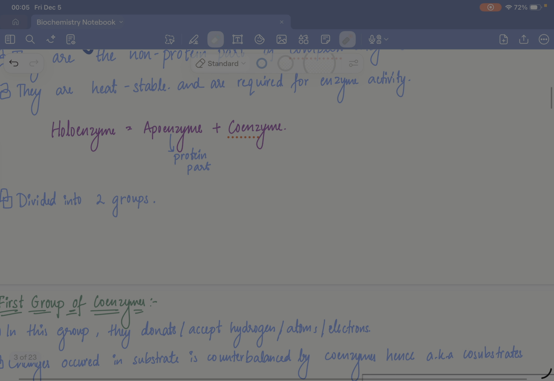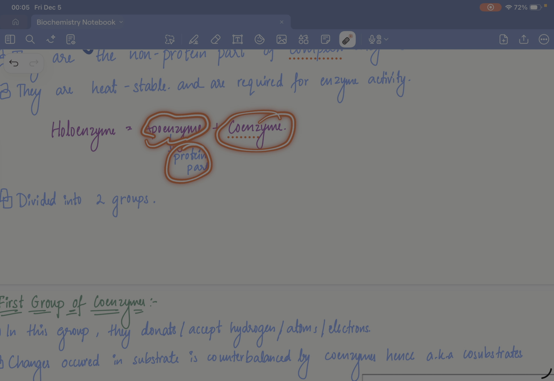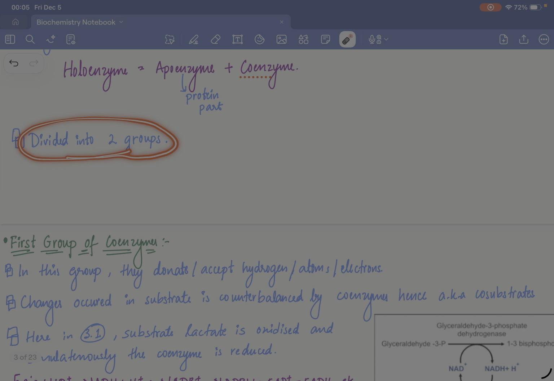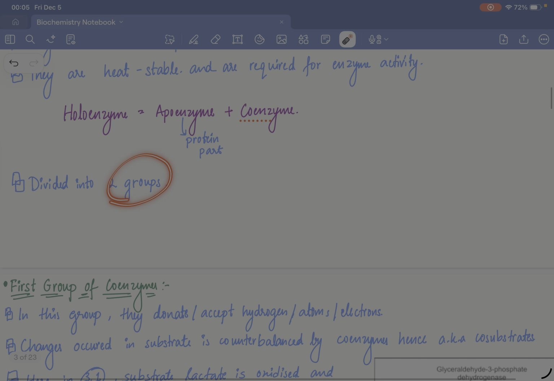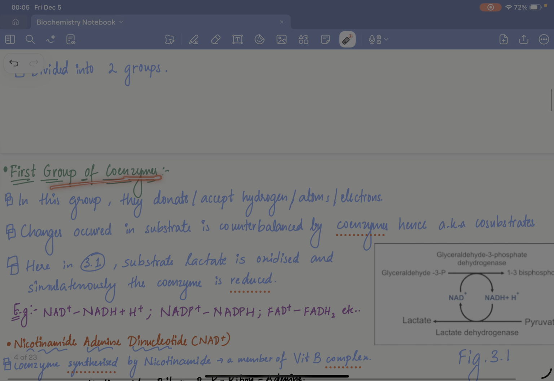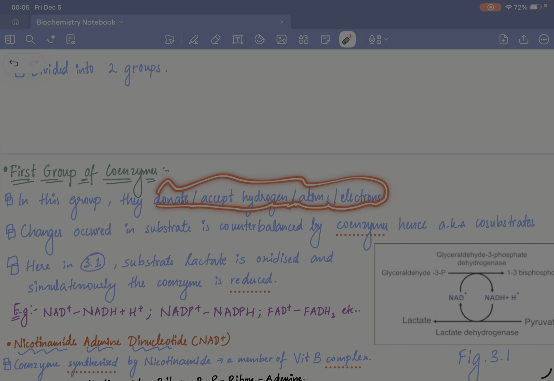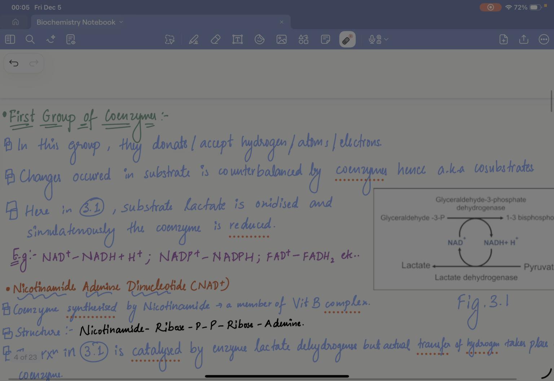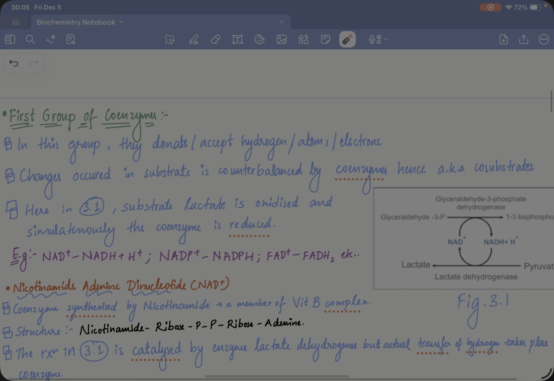See, as I told you earlier, a holoenzyme is the entire enzyme consisting of the apoenzyme and coenzyme. Apoenzyme is the protein part, okay? Coenzymes are divided into two groups. The first group of coenzymes donate or accept hydrogen atoms or electrons. These are the first group of coenzymes. Changes occurring in the substrate are counterbalanced by coenzymes, hence they are also known as co-substrates.